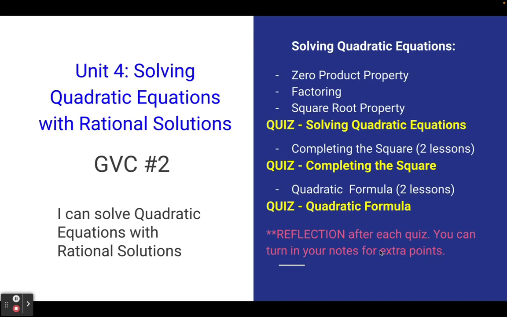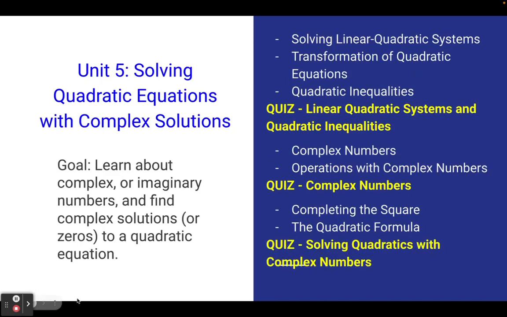Also, remember, there is going to be a reflection after each of the quizzes in a GVC unit, and you can turn in your notes for extra points. So take notes, keep in mind the things you don't understand, ask questions, and you'll be great.